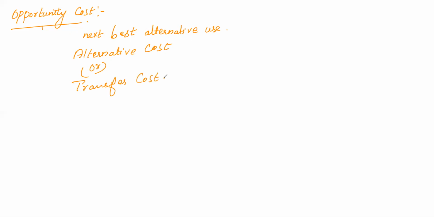That's all. So the next one is sunk cost. Sunk cost means a submerged cost. A cost incurred in the past that cannot be recovered in the future is called sunk cost. It happened in the past, and we cannot recover it.